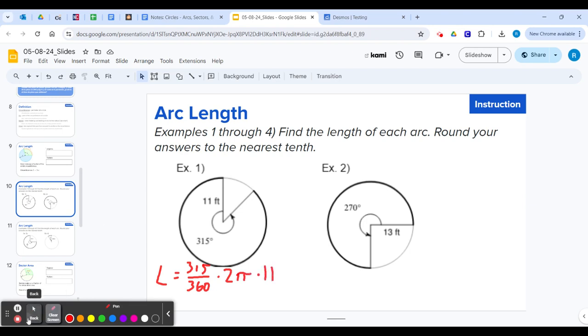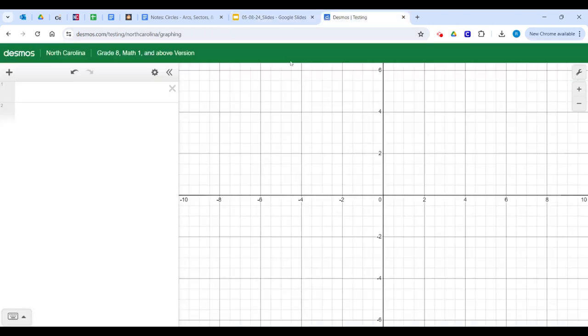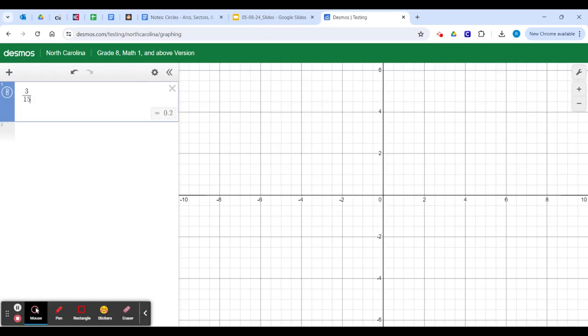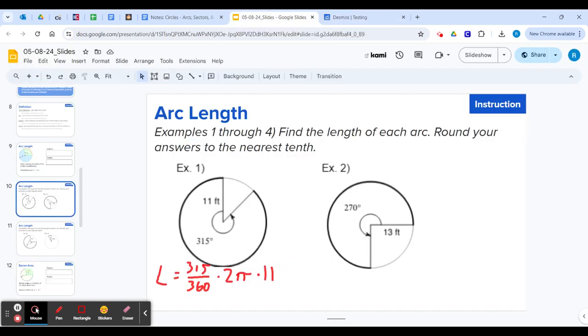And we should just go straight to Desmos with this. We have it set up. Let's go to Desmos. So we go 315 over 360, and I'm going to multiply by 2 times pi times that 11. That gives me an arc length of 60.5 if I round that. So 60.5, and feet is the unit of measure on that problem. So that's our answer there.